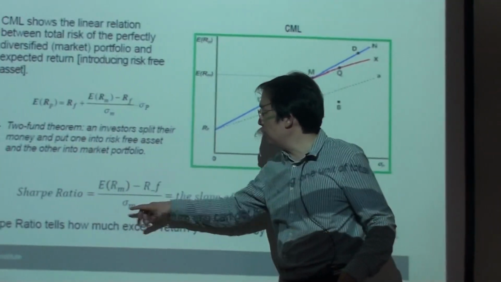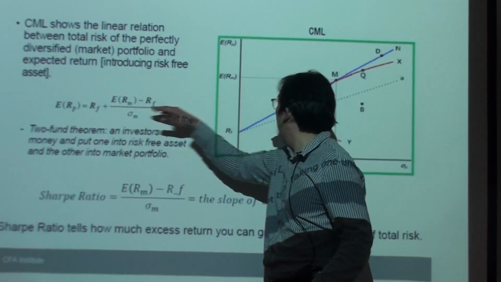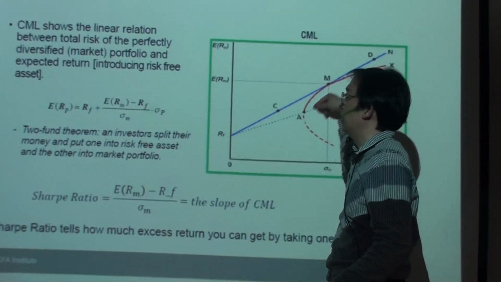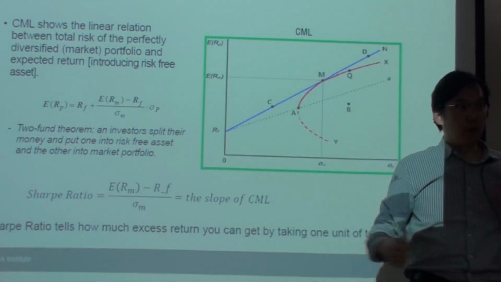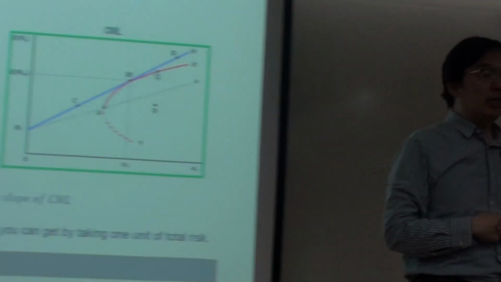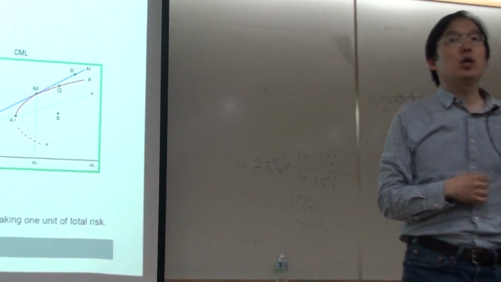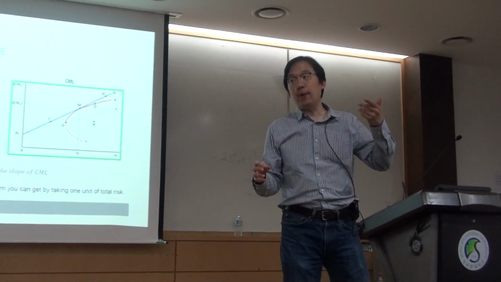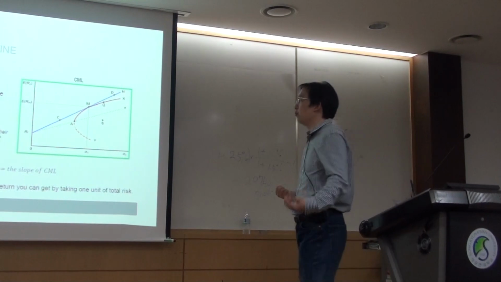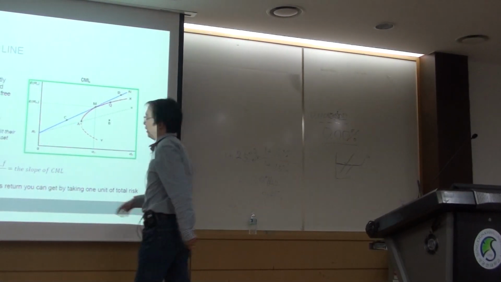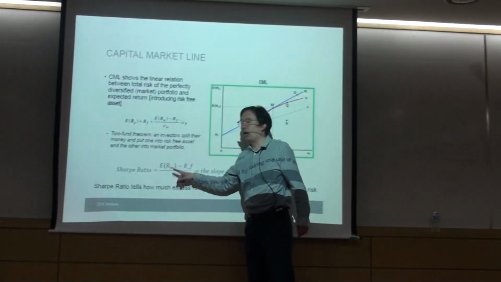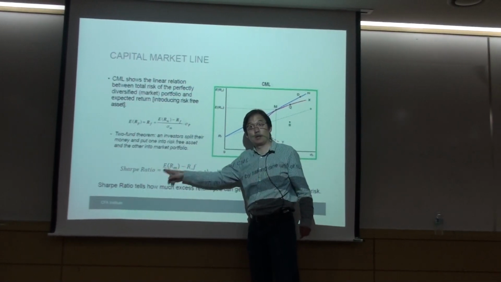The Sharpe ratio is the slope term in your capital market line. It tells you how much excess return you can expect by taking one more unit of risk. For each unit of risk, how much excess return can you get?